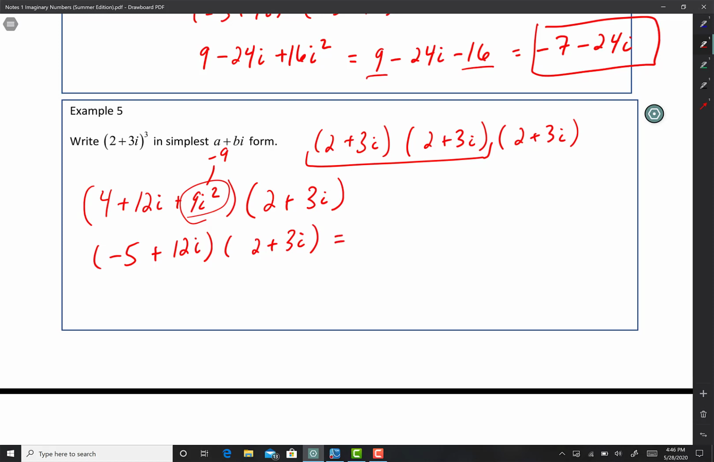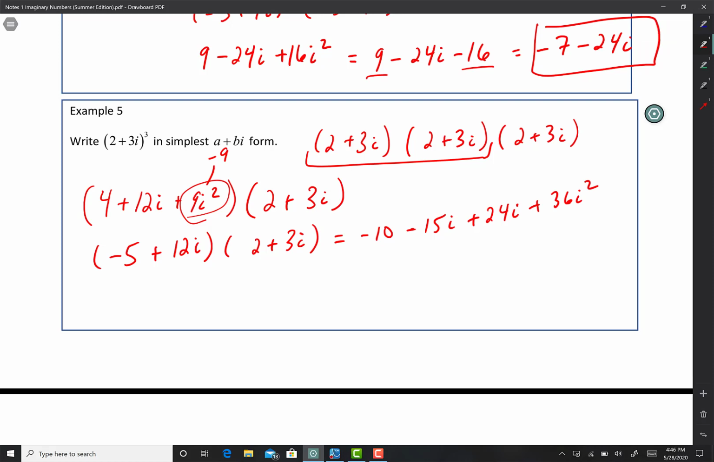Negative 5 times 2. Oh, sorry, I said negative, but there's no negative there. Negative 5 times 2 is negative 10. And then negative 5 times 3i is negative 15, so minus 15i. I'm done with that. And then 12i times 2 is 24i. And then 12i times 3 is 36i squared.